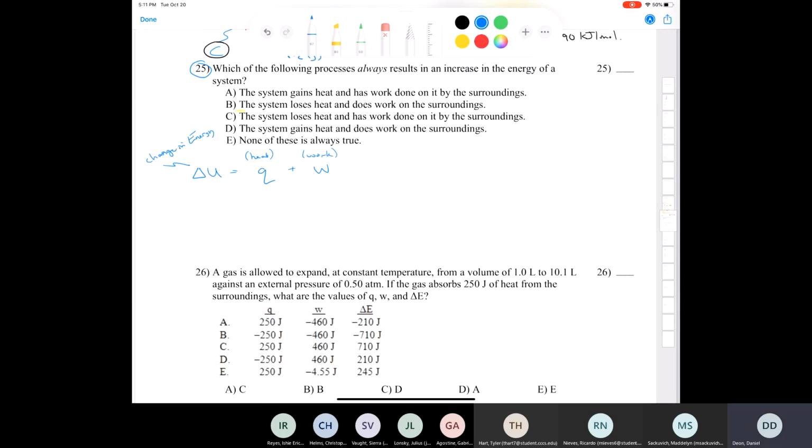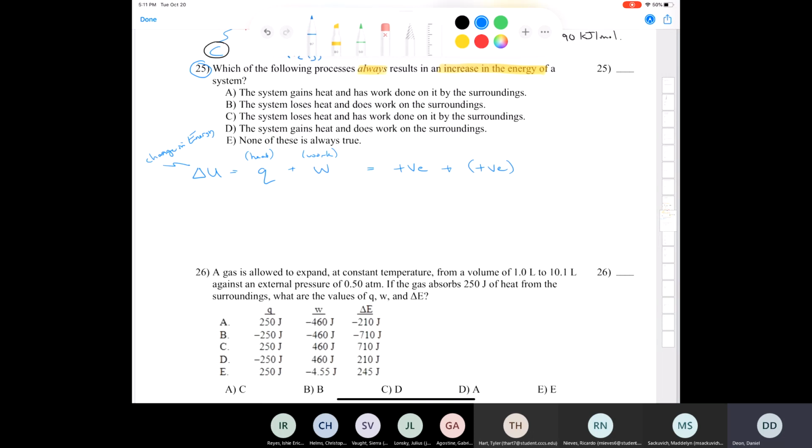And in order for this process to always result in an increase in energy, that means that my Q is going to have to be a positive number, and my W is going to have to be a positive number. So what I'm looking for is a scenario where both my Q is positive and my W is positive.